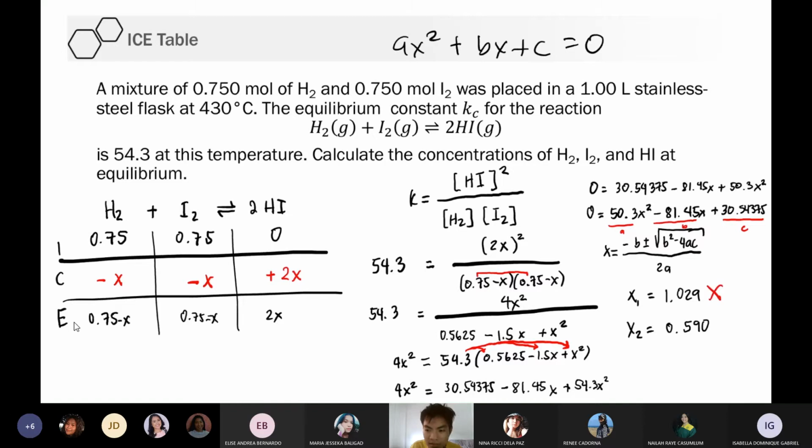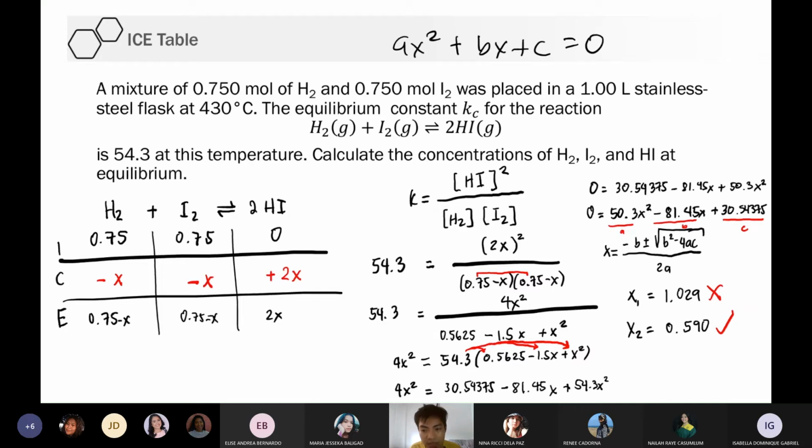Okay? So that means yung 1.029 x is yan. Bakit? It doesn't make sense, no? Kasi kapag plinag-in mo yan dito sa ating ice table, 0.75 minus 1, that's a negative number. Okay? So, ayaw natin yon. Kasi walang negative na concentration. Hanggang 0 lang. Okay? Hanggang leeg. So, hindi natin gagamitin yung 1.029. Instead, we will use the other x value, 0.59. Okay? Yun kasi nagme-make sense. Kasi kapag pinag-subtract mo yung 0.75 minus 0.59, positive number yun. So, yun yung gagamitin natin.